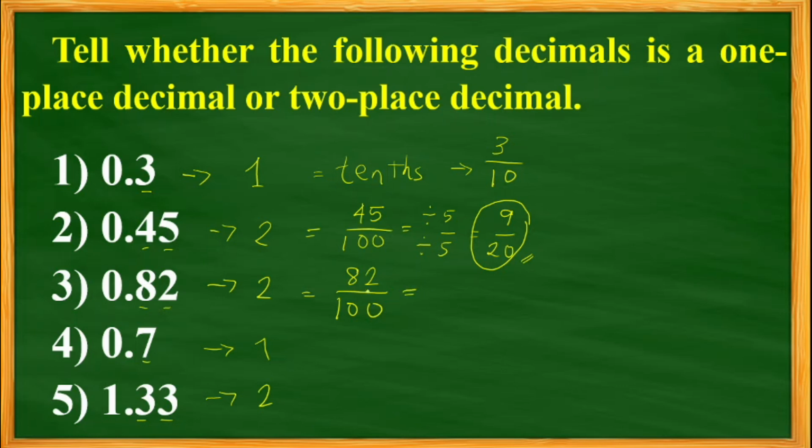So take note, simplify your answers. The common factor between 82 and 100 is 2. Let's try 2. So 82 divided by 2, the answer is 41. And then 100 divided by 2 is 50. So 41/50 has no common factor. So this would be the final answer.